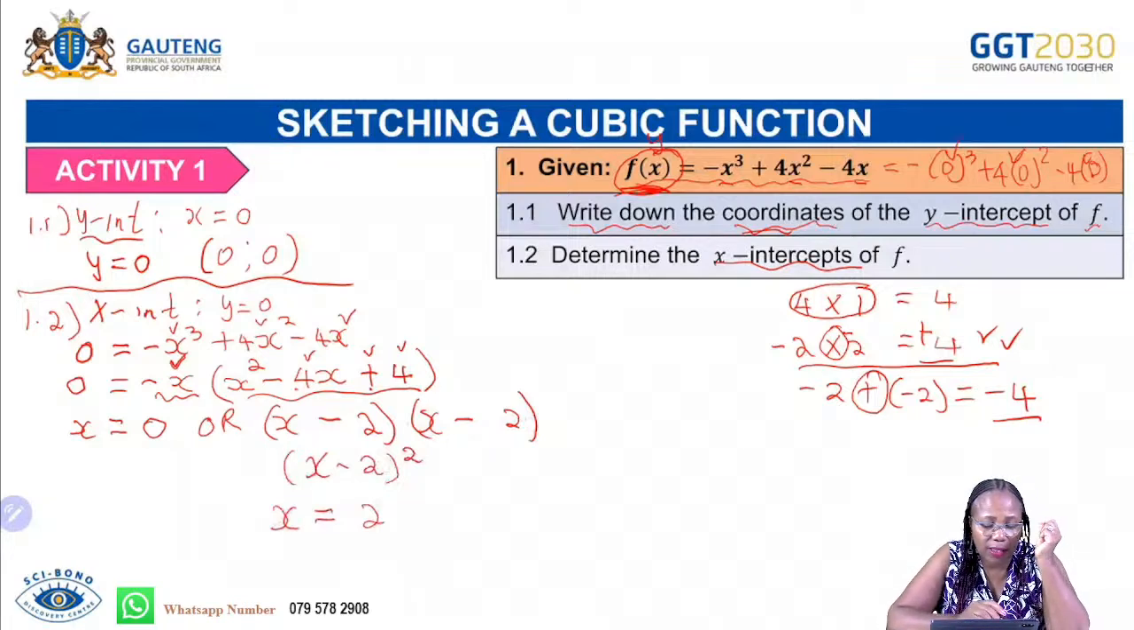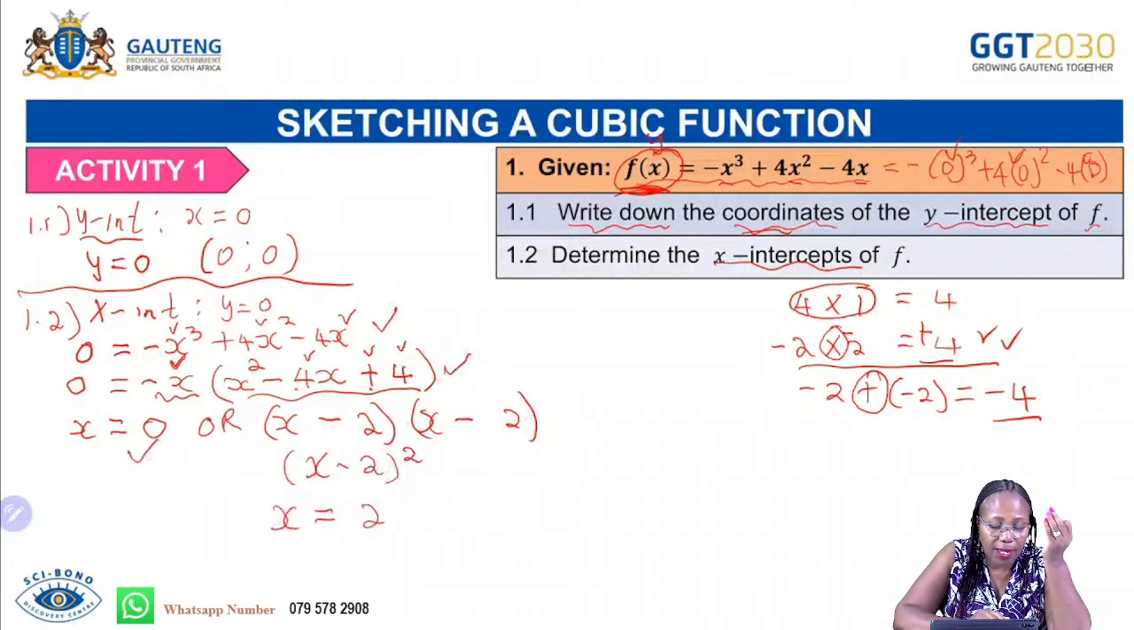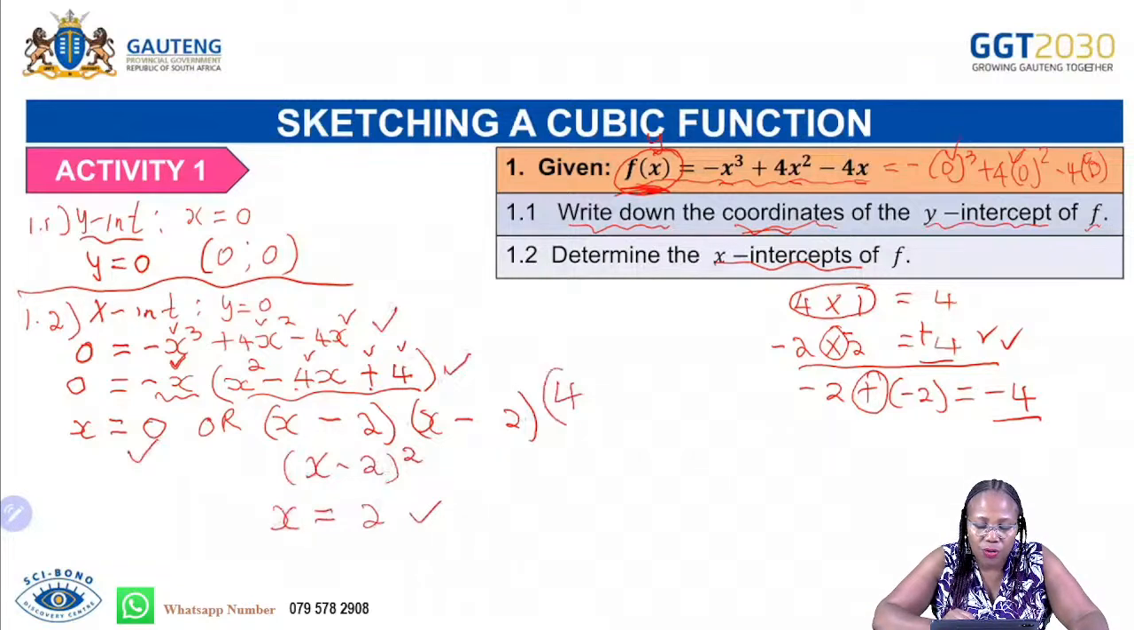So now let's look at the mark allocation. The first mark is for letting y equal to 0. Second mark for common factor and your trinomial. And then the third mark will be for the x value equal to 0. The fourth one for the x equal to 2. So your intercept there will work 4 marks.